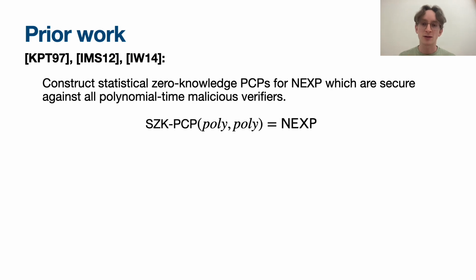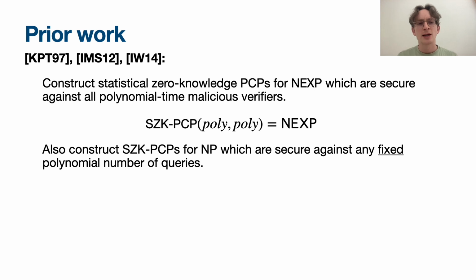Okay, so before I talk about our work, I'm just going to quickly mention some prior work. There are two lines of work I want to talk about. The first was initiated by Kilian, Petrank and Tardos in 1997, and they constructed statistical zero-knowledge PCPs for NEXP and also for NP. In the NEXP case, they're secure against all polytime malicious verifiers. In the NP case, you can fix any polynomial: when you write the proof down, you fix a polynomial number of queries which you're secure against.